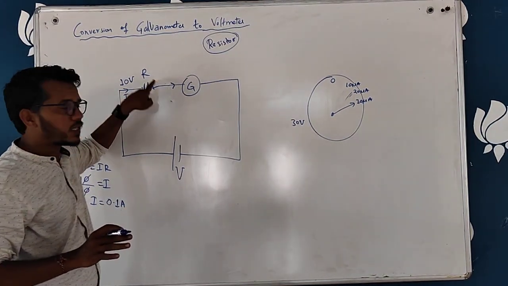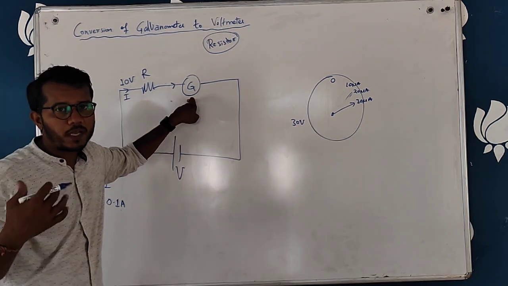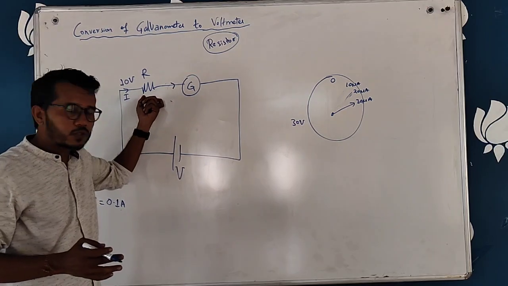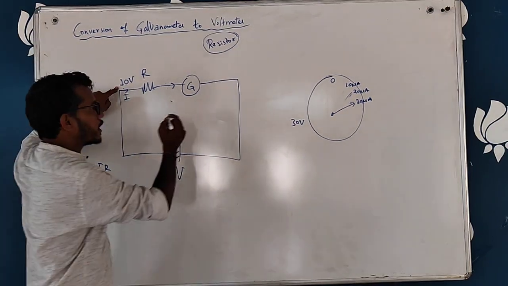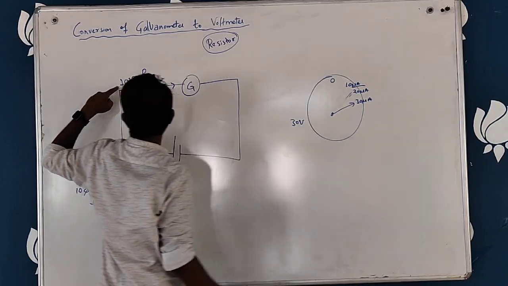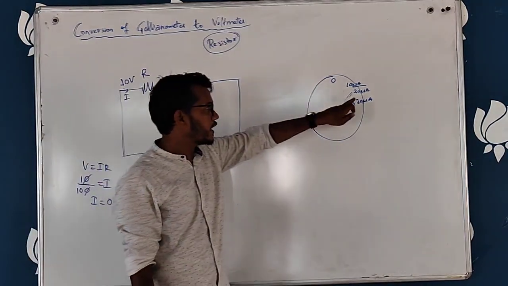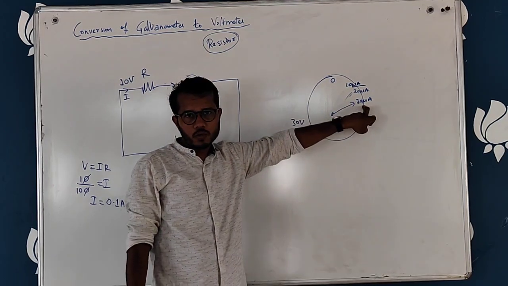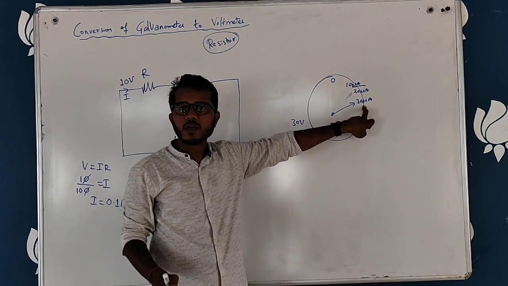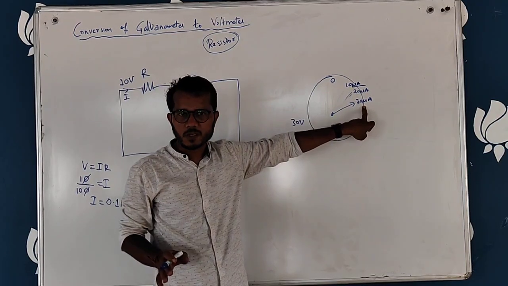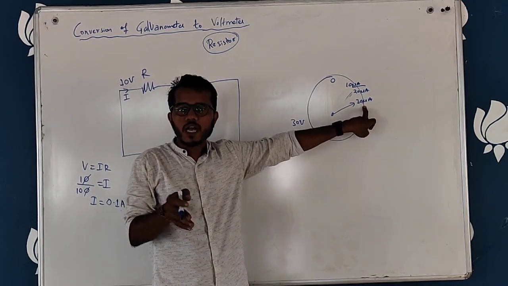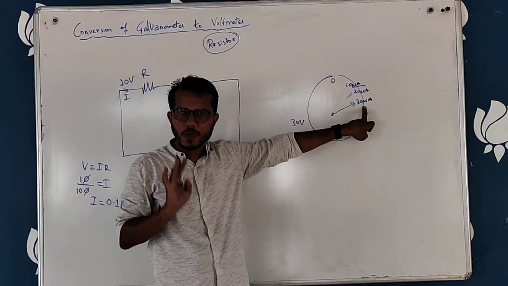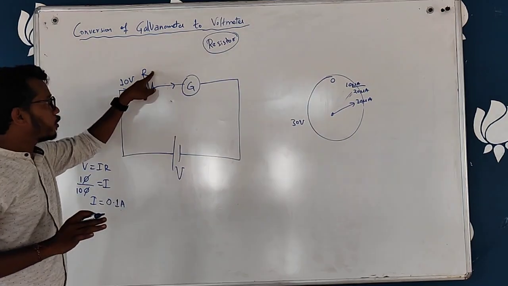If I use a very low value of resistance, then the galvanometer will get a very high current. So we need an exact value of the resistor, so that if I supply 10 volt, it has to show 10 microampere deflection. If I supply 20 volt, it has to show 20 microampere, and if I supply 30 volt, I have to get 30 microampere. So we need an exact value of the resistor. During the conversion of galvanometer into voltmeter, we connect a resistance in series to the galvanometer. So we need an exact value of this R.